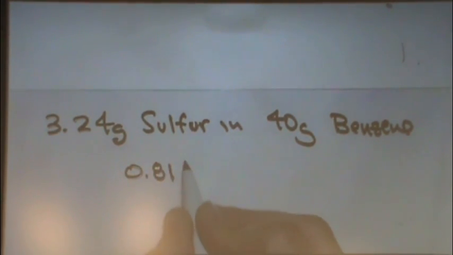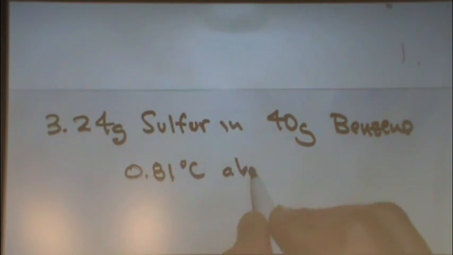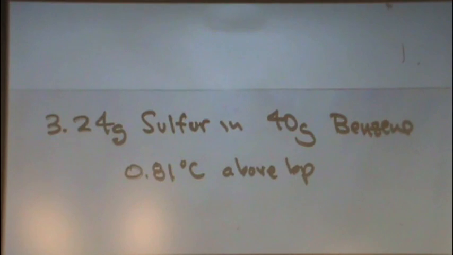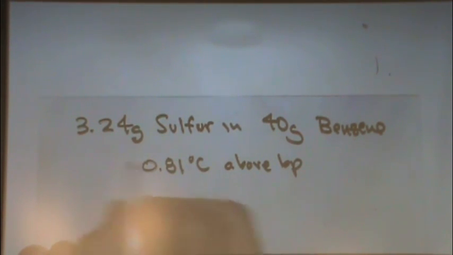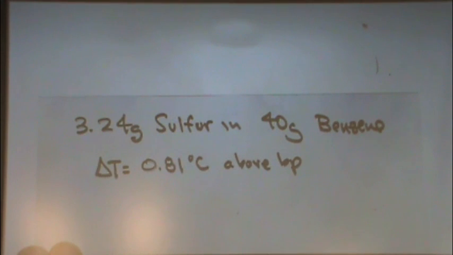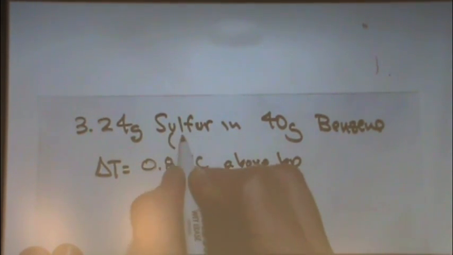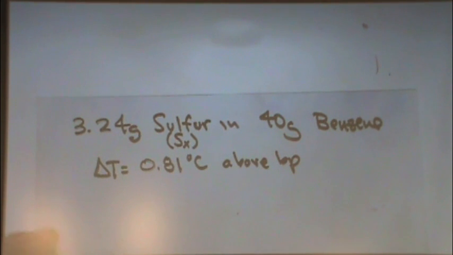Boils 0.81 degrees C above the boiling point. So what variable is this one? This is just straight up delta T, because it's that much above the boiling point. Determine the number of sulfur atoms. So this is Sx. We don't know what X is, kind of like the empirical formula stuff. We don't know how many sulfurs are in it. Could be 1, 50, 8, 4, whatever.